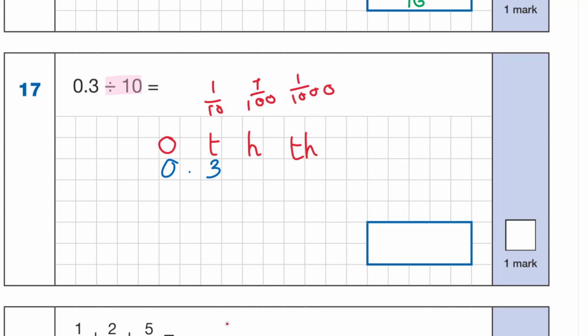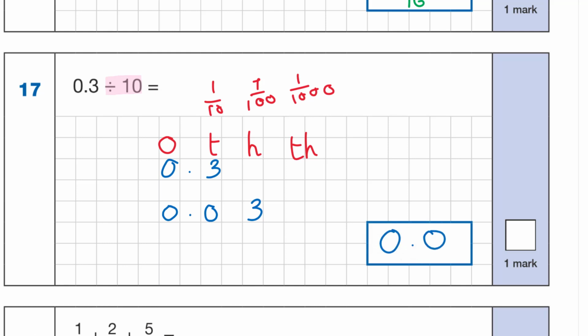There's my 0.3. If I visualize this becoming 10 times smaller, everything moves over to the right. Remember, it's moving to the right because it's becoming smaller. My 3 tenths is actually going to become 3 hundredths now. My 0 ones is going to become 0 tenths now. You cannot leave your ones column empty. Okay, so we can't just leave it like that. I need my decimal point, and for my ones column, we're going to use a placeholder. We're just going to put a 0 in there. Okay, so 0.3 divided by 10 becomes 0.03.